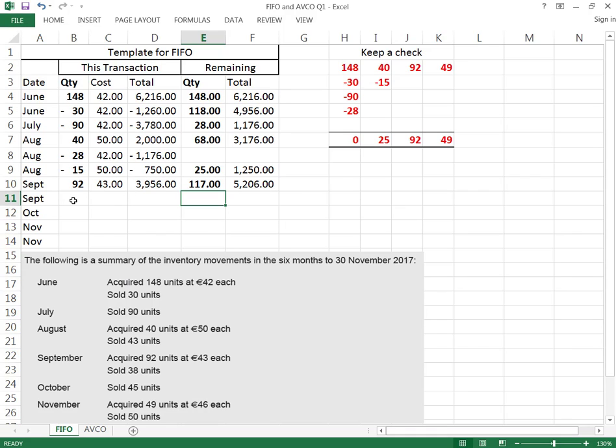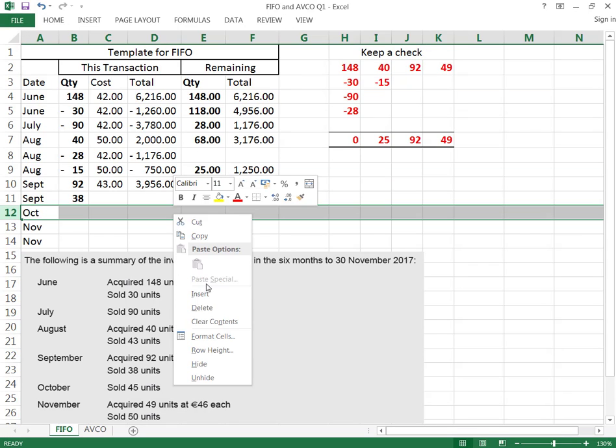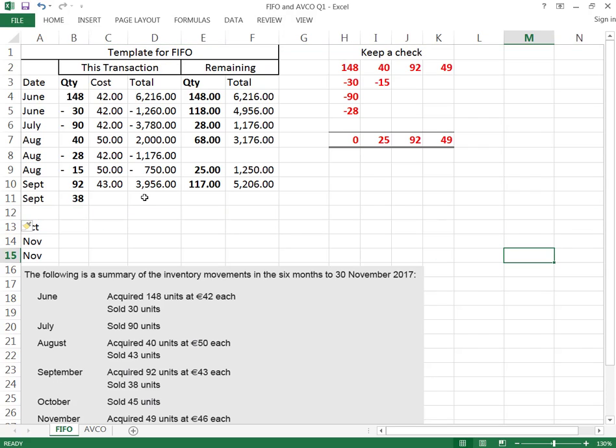Again, in September, we're going to sell 38. Okay, well, if I say I'm going to sell 38, where do I get those 38 from? Again, I'm going to have to do it in two pieces, some out of the 40 and some out of the 92, because I have to sell the first ones in first. So in that case, I'm again going to need to give myself an extra row here. So I'm going to say in September, the first lot that I'm going to sell is the 25 out of the 40, and I'm keeping a check over here now. All my 40 are gone.